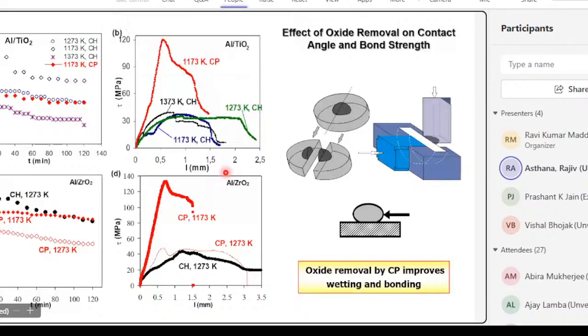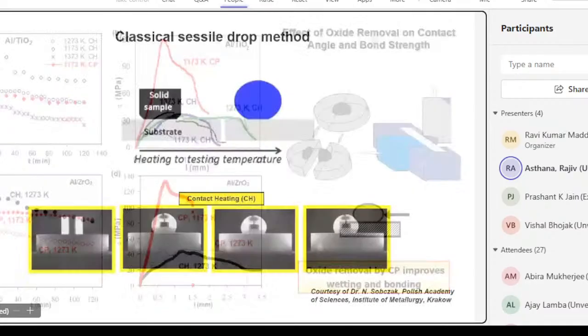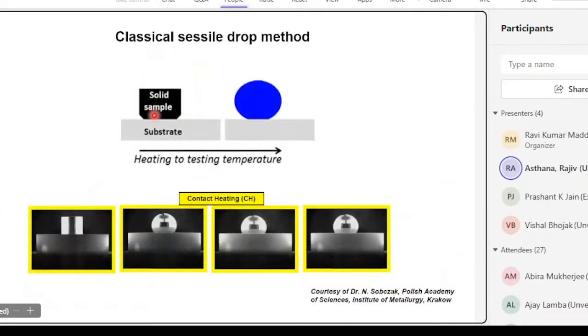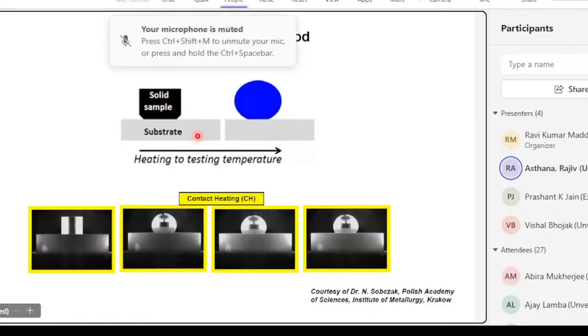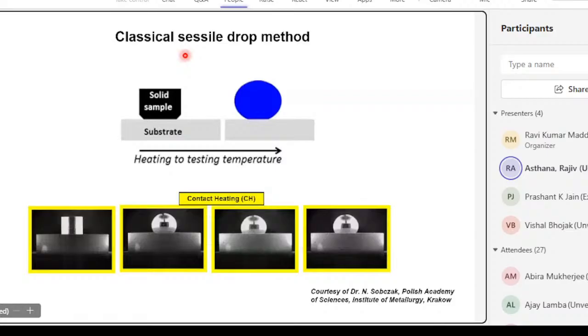So in the traditional test for studying interfaces and surfaces, we start with a solid sample of a metal. We place it on a solid surface, could be metal or a ceramic, and we melt it under high vacuum. Once the solid has melted, it will attain some equilibrium shape like that. So these are the pictures that you can see for contact heating. Initially, a solid is in contact with the solid surface, and after melting, you have spreading taking place. The problem is that in contact heating, you're not able to control the actual contact time between the liquid and the solid, because the solid is heated in contact with the substrate.